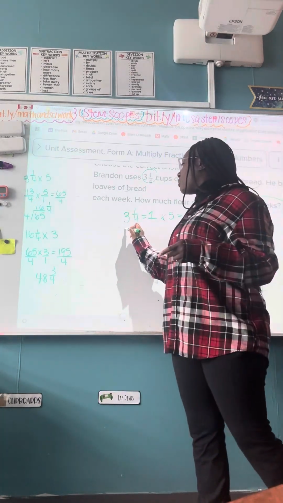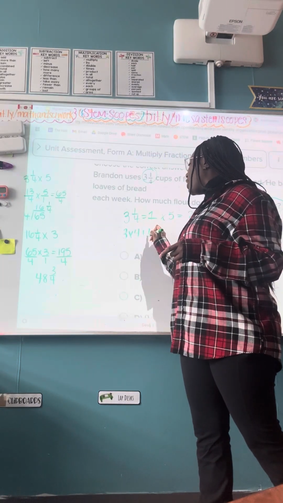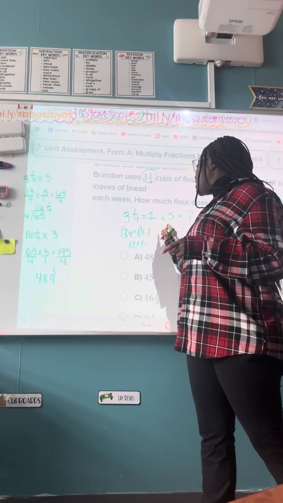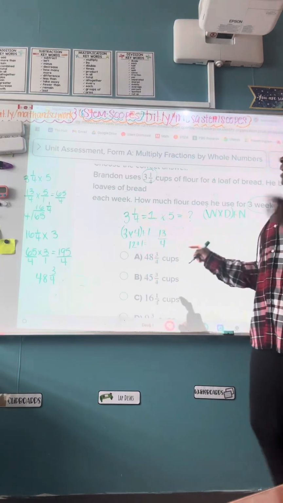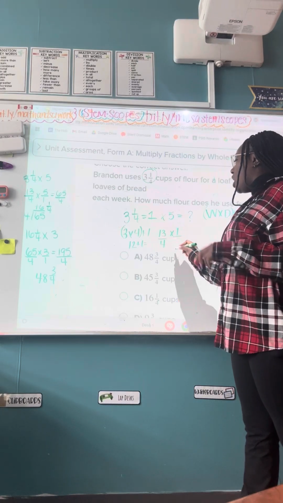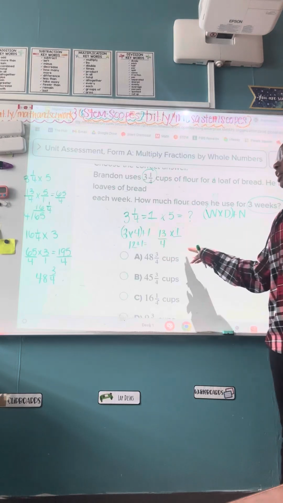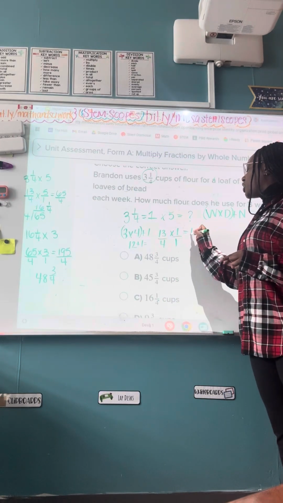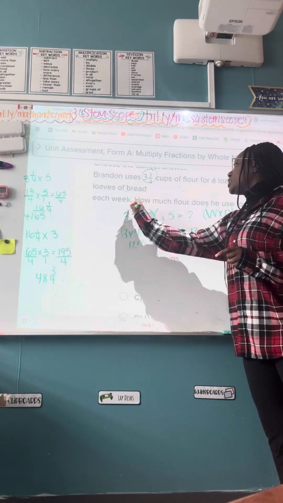So my whole number is 3, my denominator is 4, and my numerator is 1. So 3 times 4 is 12 plus 1 equals 13. And the denominator stays the same, so 13 over 4. And he uses that for 1 loaf of bread, so I'm going to times that by 1. And in order to multiply a whole number by a mixed number, you just simply add the denominator of 1, okay? So we have 13 times 1 is 13, 4 times 1 is 4. So we've used these two numbers.